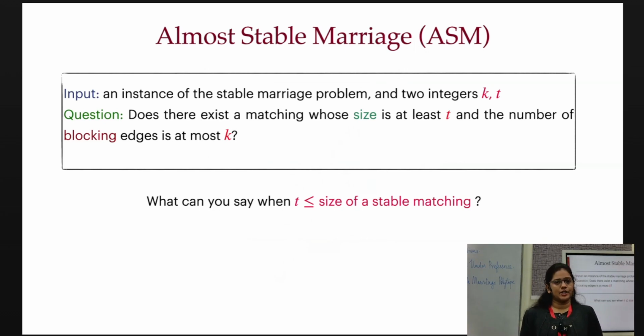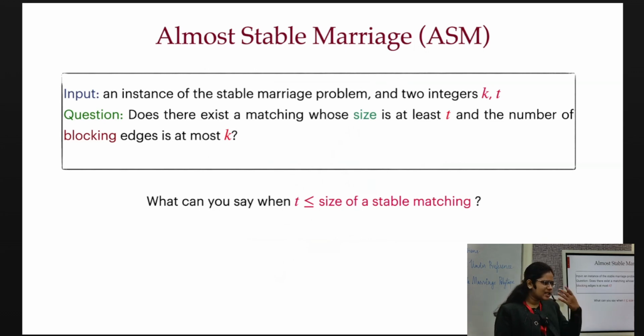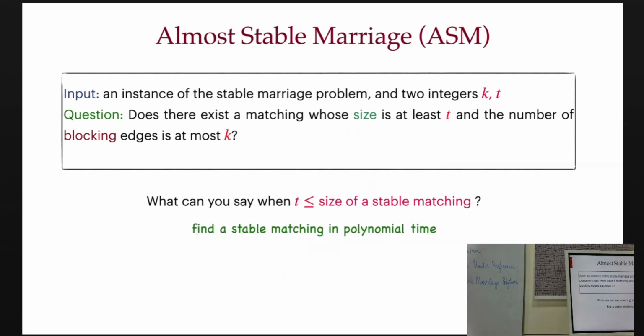t is the size of the matching that we are looking for. Now we are saying the value of t is less than or equal to the size of a stable matching. So we just use the Gale-Shapley algorithm. Correct, exactly. Just find a stable matching. Of course, the size is more than what I ask for, which is t, and no matter what k is, because the number of blocking edges is 0. Whatever k is, k is a positive integer, not negative here. So this question is solvable in polynomial time.